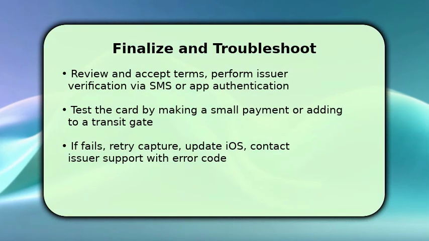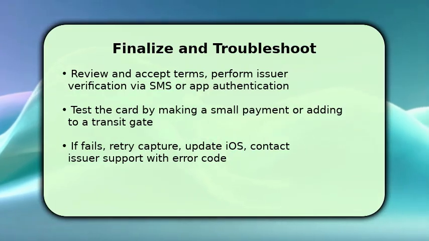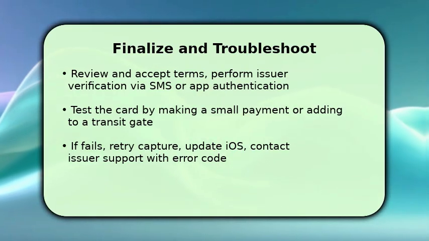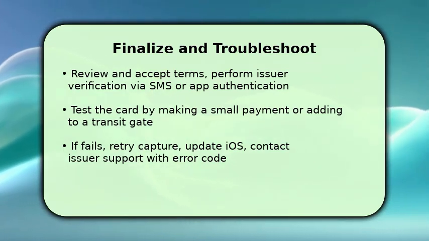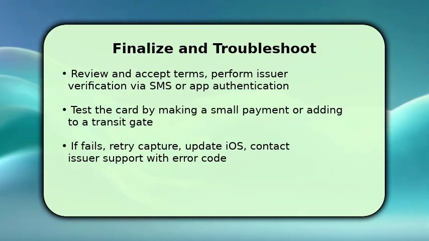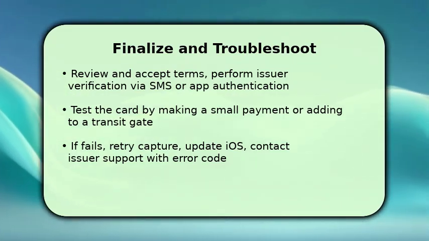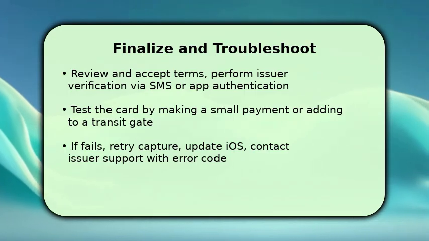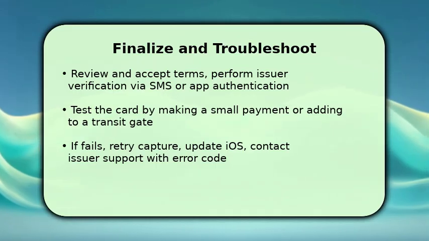You finish by accepting terms and completing issuer verification, typically via SMS code or the bank's app, so Wallet trusts the card. Once verified, test with a small payment or a transit tap, make sure Face or Touch ID prompts appear. If something goes wrong, retry the capture with a plain background, update iOS, and reboot the phone before contacting issuer support. Keep the error code and screenshots ready. That speeds diagnosis and resolves most provisioning issues quickly.